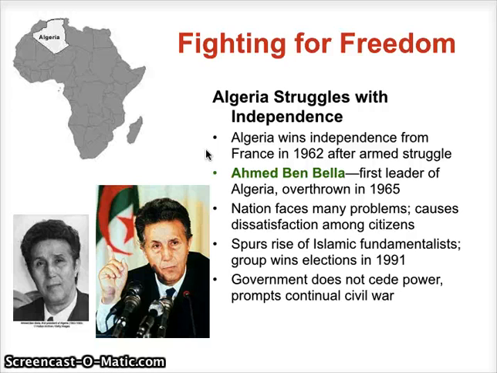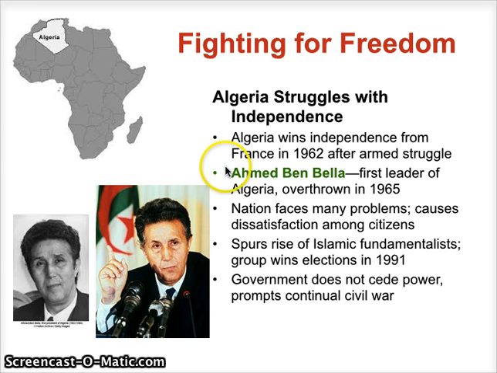And eventually, we have the formation of the Algerian National Liberation Front, or the FLN for short. And they end up fighting for their freedom, and eventually they are able to prevail. So they end up prevailing with a big war with France. In 1962, we do have Algeria winning their independence after a long war with France.